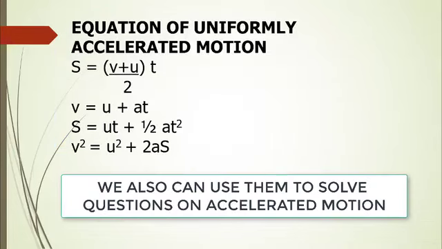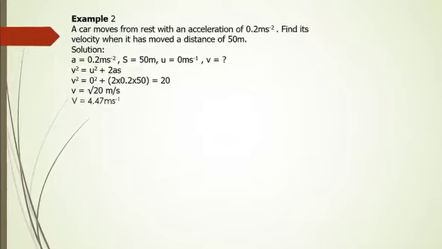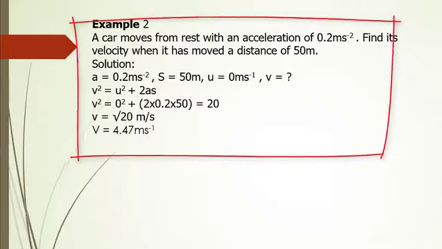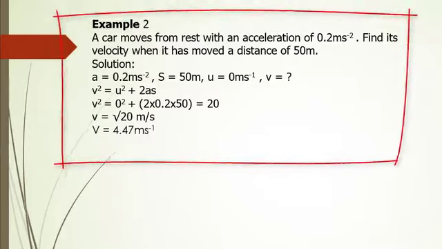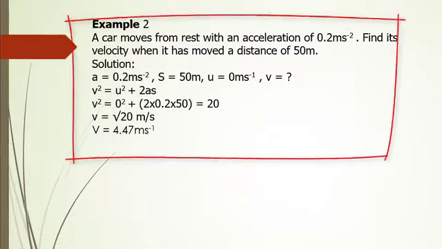Now these are some equations of uniformly accelerated motion. We have v equal to u plus at, s equal to ut plus half at squared, and v squared equal to u squared plus 2as. We can use these three equations of motion to solve questions on accelerated motion. Let's take one example here. It talks about a car that moves from rest with an acceleration of 0.2 meters per second squared, and we're asked to find its velocity when this car has moved a distance of 50 meters.